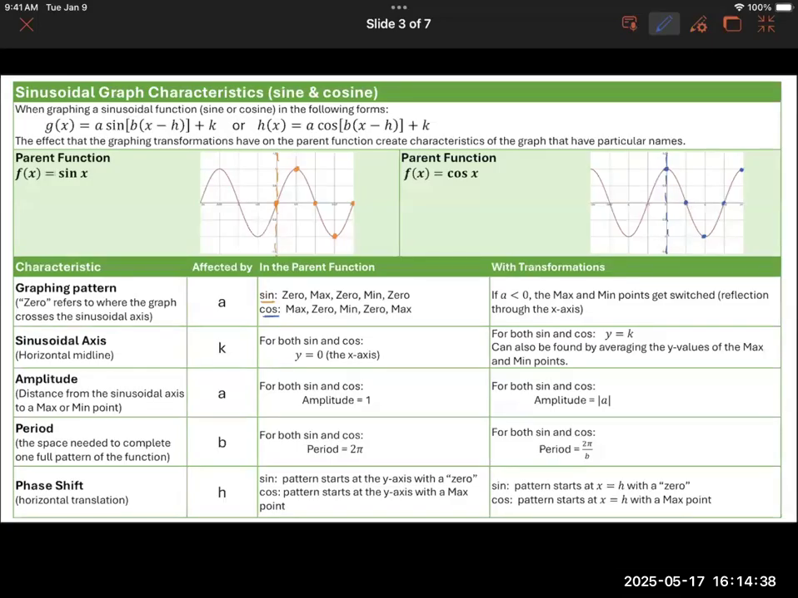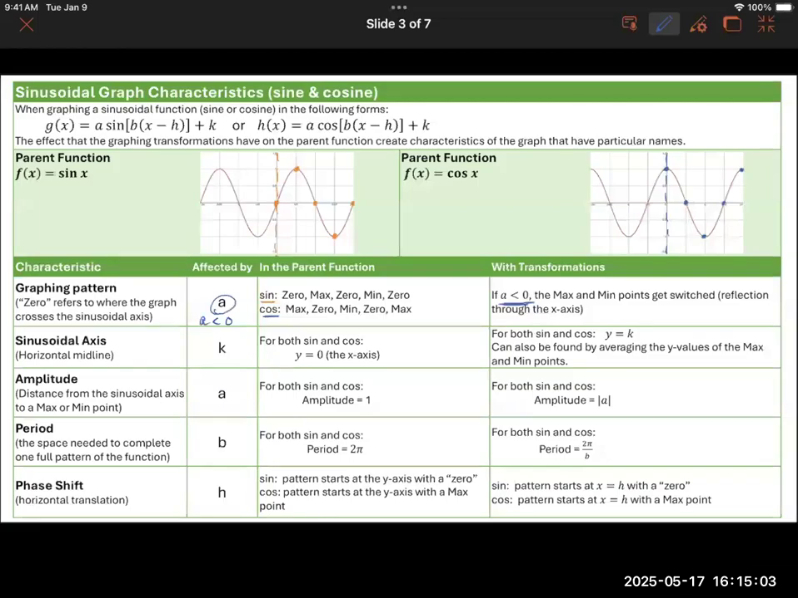Now, what might affect that is going to be an a value. If our a value is less than 0, then it's going to have the effect of reflecting our graph through the x-axis, which means that all of the maximum points are going to become minimum points, and all the minimum points will become maximum points.